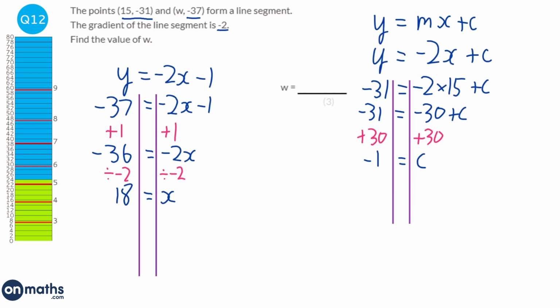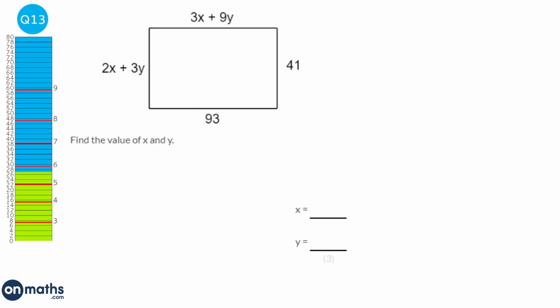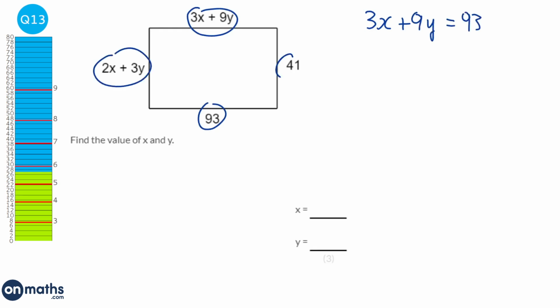So x equals 18. So the x value is 18 and the x value is the w value. So w is 18. Something we know about rectangles is opposite sides are equal. So these two will be equal. And these two will be equal. And you notice now that we've got simultaneous equations.